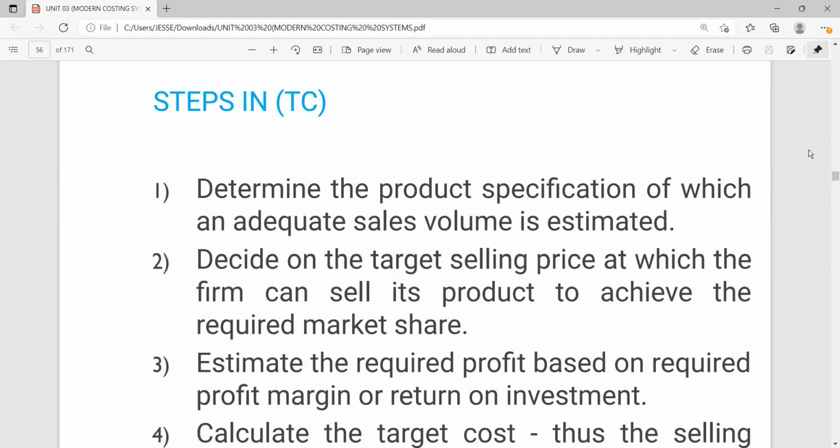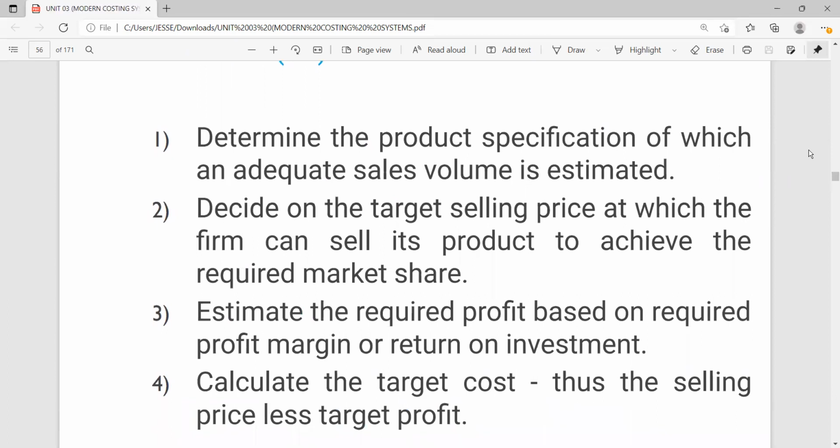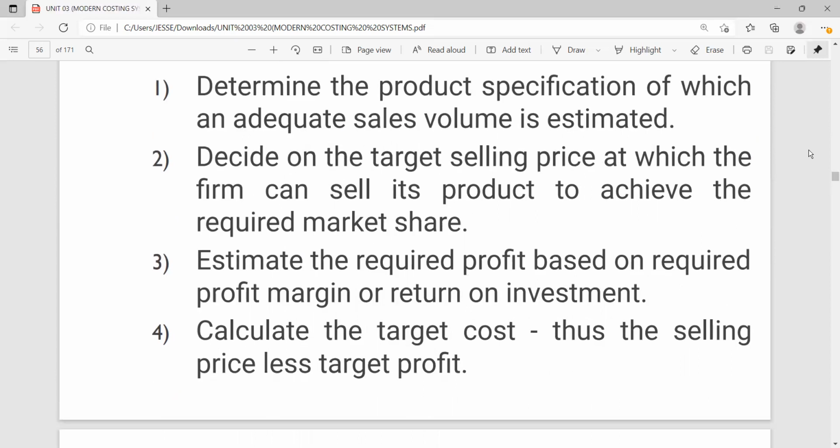Then you determine the target selling price. If you have to determine the target selling price, probably, let's say, $500,000. Then what is the estimated or the required profit that we want to achieve? Let's say we want to achieve a profit of $200,000. Then we calculate the cost. What will be the cost? The cost will therefore be the selling price minus the target profit. So 500,000, which is the selling price for the Ferrari, minus 200,000, which is the target profit for the Ferrari. So the target cost is 300,000.